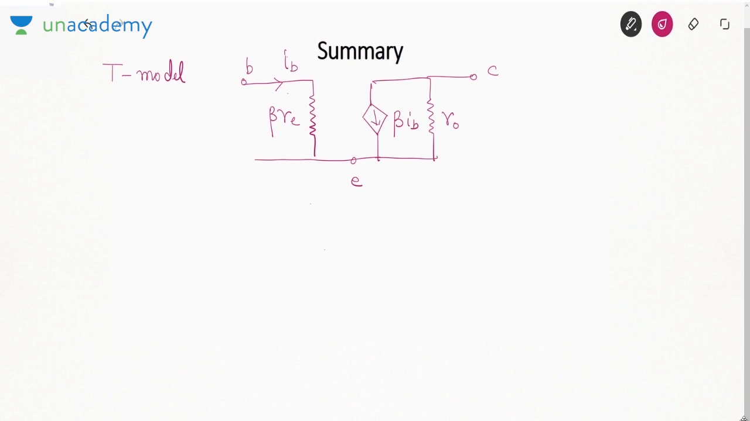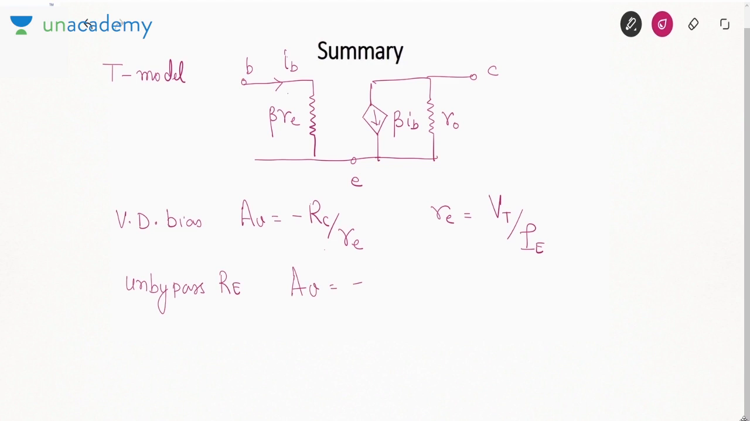Then we saw voltage divider bias. In that we derived the voltage gain was minus RC by RE. This small re is nothing but thermal voltage by emitter current. Then we saw the case of unbypassed RE, in which we did not bypass capital RE, the gain was reduced, it became small re plus capital RE. And then we saw the emitter follower configuration.